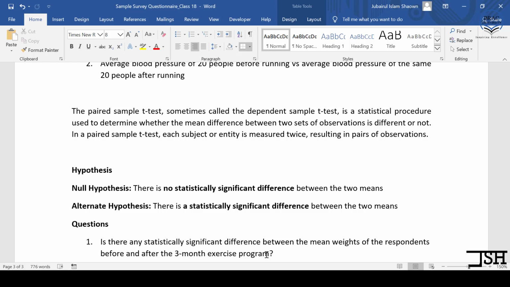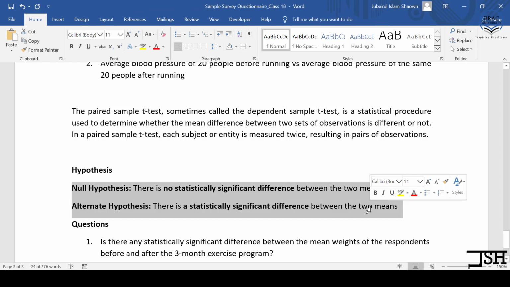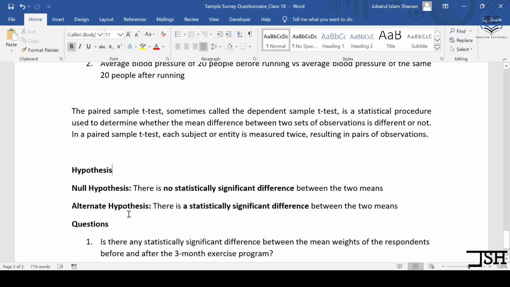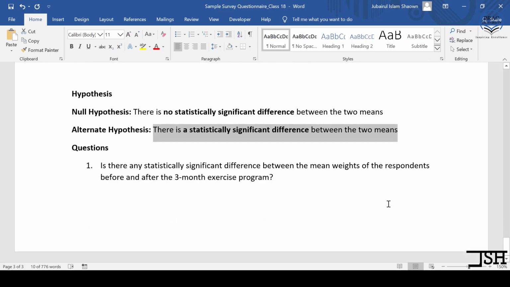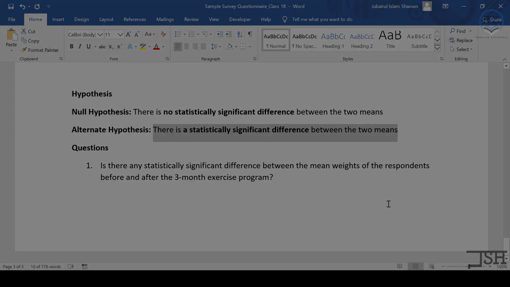Now, what about the hypothesis? We had these two hypotheses, right? So which one do we reject and which one do we accept? Yes, you got it right. We reject the null hypothesis and accept the alternate one. Why? Because the alternate one says that there is a statistically significant difference between the two means. And through our analysis, we found out exactly that yes, there is a statistically significant difference because the p-value is less than 5% in this case. So we are done. That is how we use a paired sample t-test.